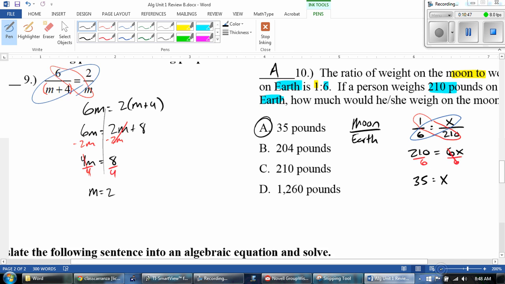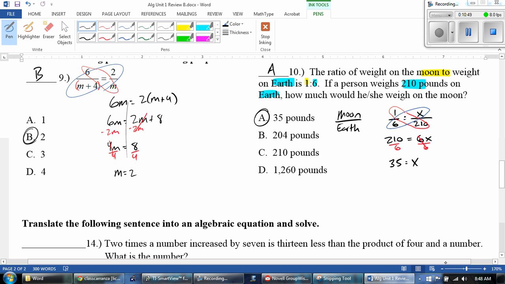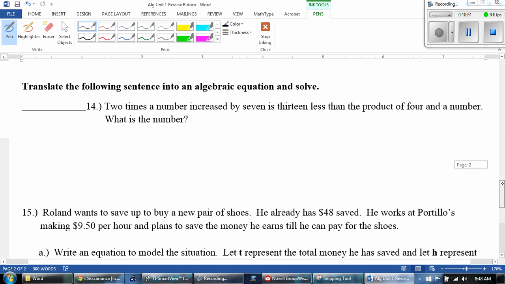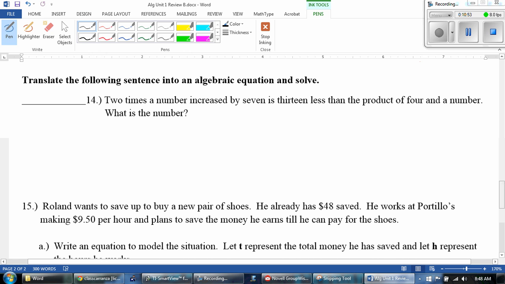Okay, so we're going to zoom out just a little bit. And now we have to translate. So translate the following sentence into an algebraic equation and solve it. All right, so we have 2 times a number increased by 7 is 13 less than the product, oh my gosh, of 4 and a number.